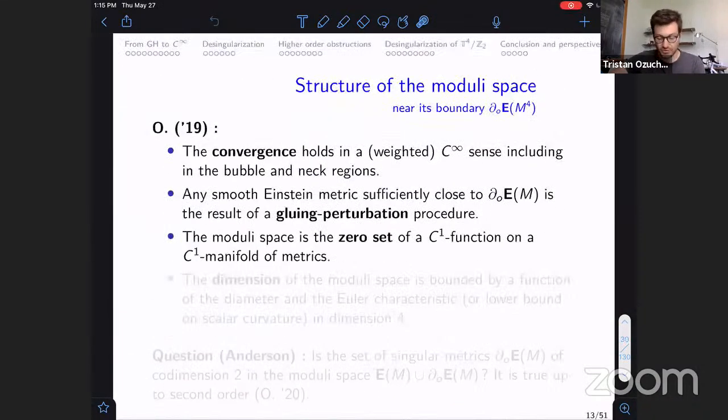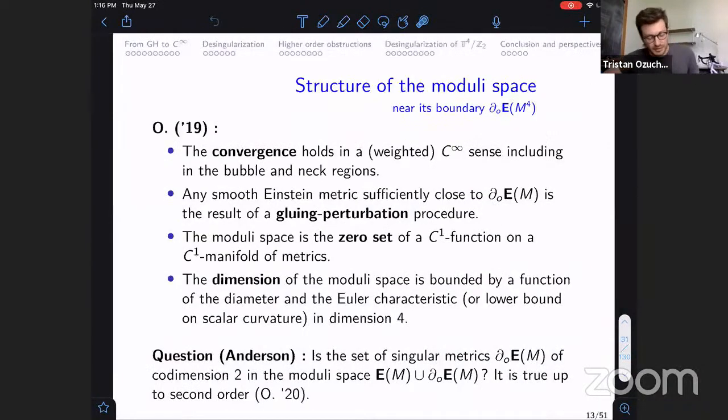And this gives some structure to the moduli space. It's the zero set of a C1 function on some finite dimensional subset of the Riemannian metrics on the manifold. So it has some structure. It's not as nice as around a smooth metric, where it's the zero set of an analytic function on an analytic manifold. So far, I cannot do much more than C1.